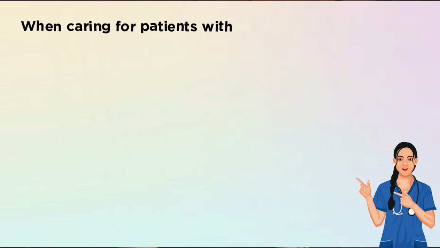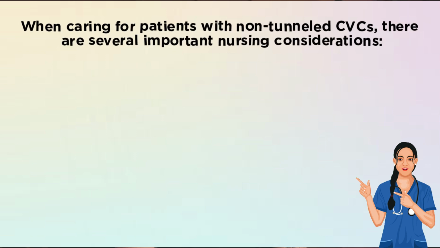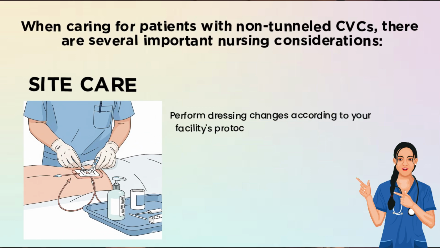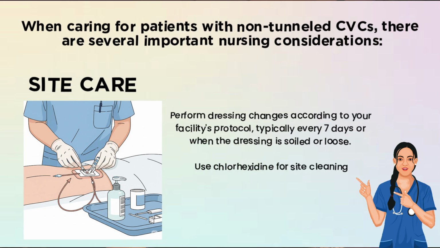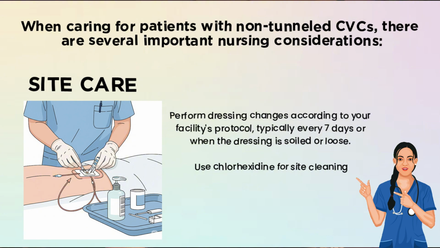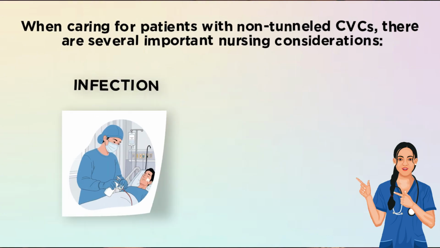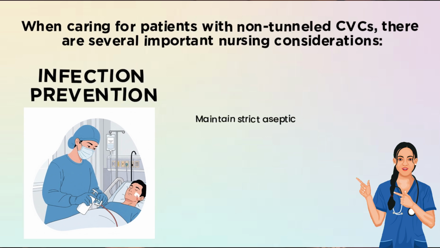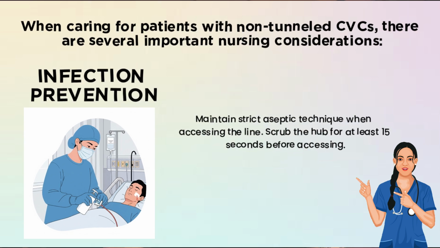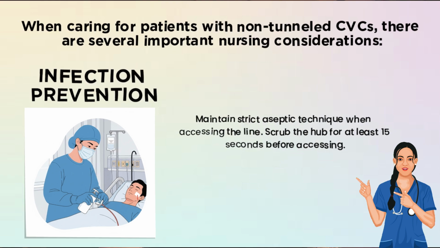Here are some nursing considerations. When caring for patients with non-tunneled CVCs, there are several important nursing considerations you need to remember. Site care: perform dressing changes according to your facility's protocol, typically every 7 days or when the dressing is soiled or loose. Use chlorhexidine for site cleaning. Infection prevention: maintain strict aseptic technique when accessing the line. Scrub the hub for at least 15 seconds before accessing.